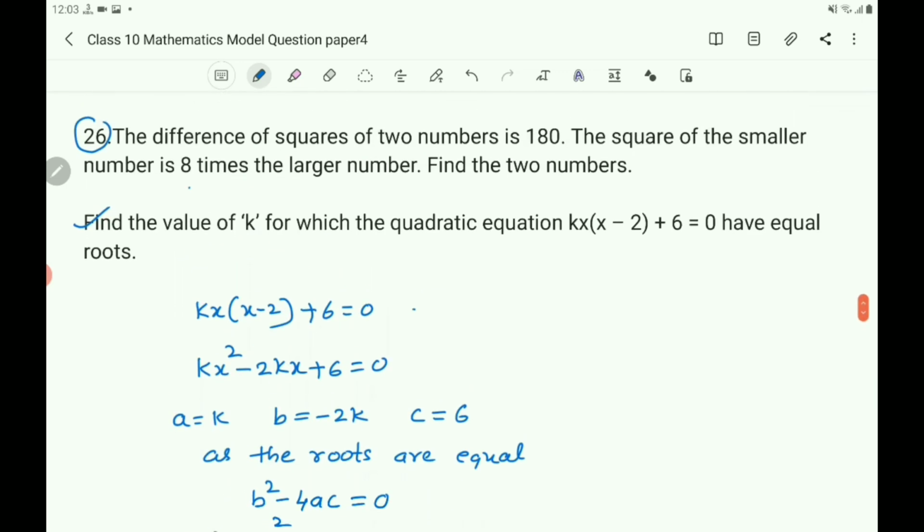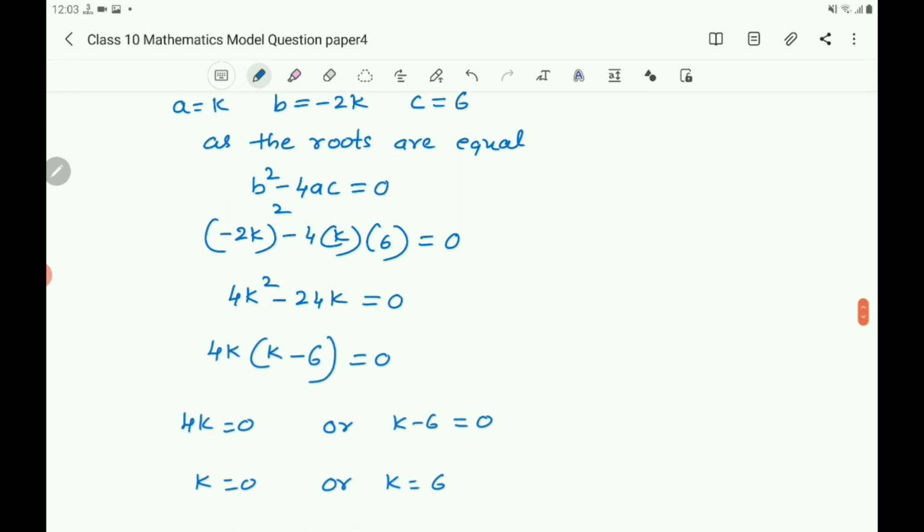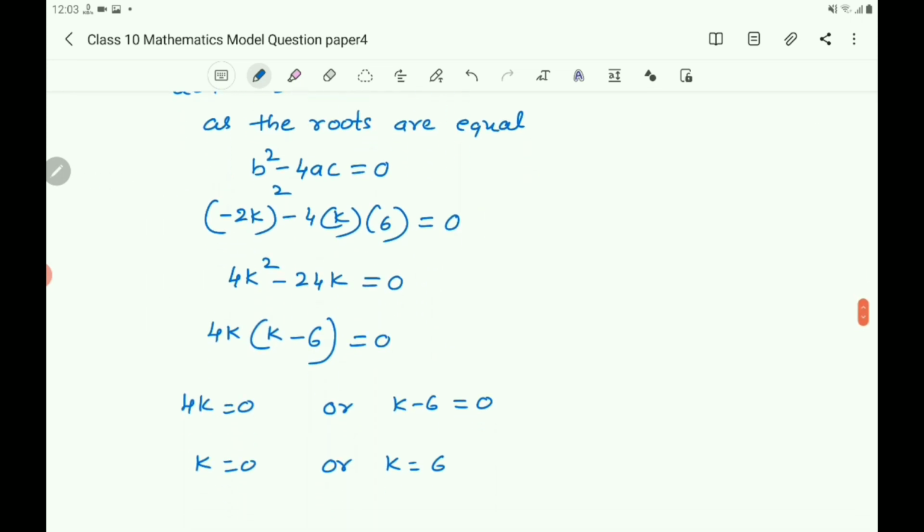Here what are the values of k? k may be equal to 0 or k may be equal to 6.